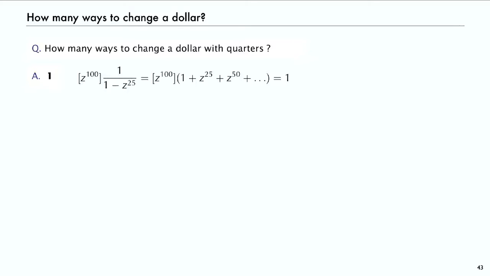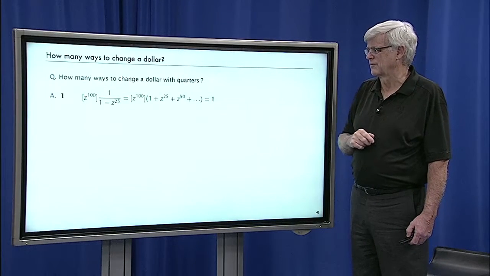Problems of this type are very well studied. One of the most famous ones is due to Polya. It's how many ways are there to change $1? So let's say all you have is quarters. How many ways are there to change a dollar? Well, so $1 is 100 cents, and the number of ways to represent an integer with quarters as a sum of 25s is 1 over 1 minus z to the 25th. So the coefficient of z to the 100 in that is just 1. There's only one z to the 100th term. So the only way to change $1 with quarters is with 4 quarters.